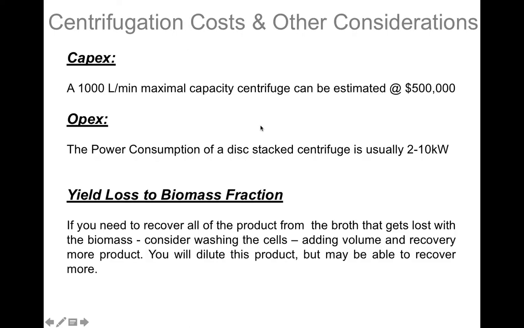So, cost considerations for this: a 1,000 liter per minute maximum capacity centrifuge can be estimated at about $500,000 in terms of equipment costs, and the operating costs are really just power consumption as well as sterilization, but we'll talk about that in another lecture. The power consumption of a disc stack centrifuge in this range is probably about 2 to 10 kilowatts. You do need to account for the fact that you will lose product that goes with your cells. So this will affect yield when you're doing your calculations for your downstream process.